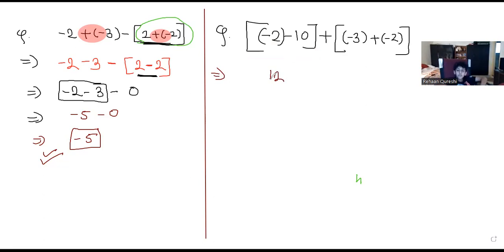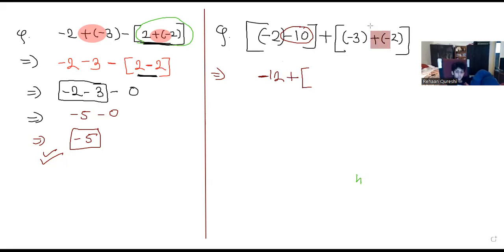Now what about the sign? The sign will be negative, because the larger number is 10 and it is negative. So the answer is minus 12. Okay, minus 12, then plus, then the next bracket, minus 3 plus minus 2. Here see the two signs.